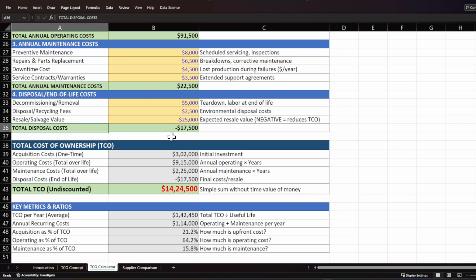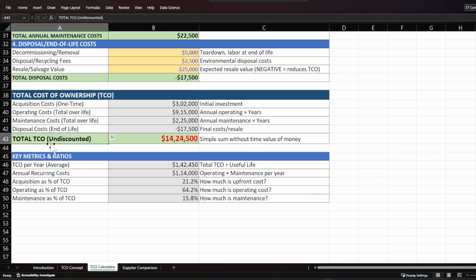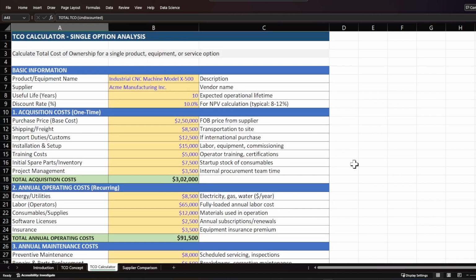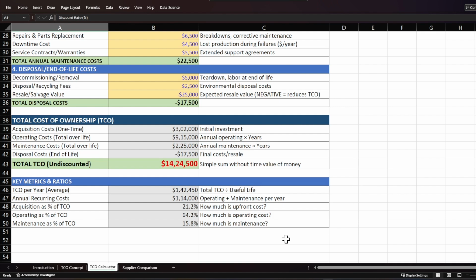You need to check what kind of product you have, and what kind of resale or salvage value it has. Now, if you add all of these costs, you will get the total cost of ownership, which is undiscounted. When I say undiscounted, it means we haven't accommodated the discount. If you want to do the NPV calculation, I have given you the formula. You can calculate it.